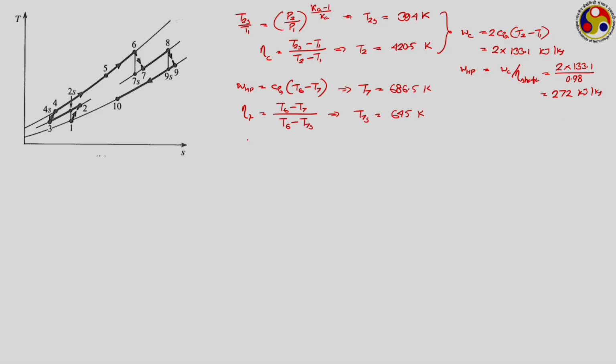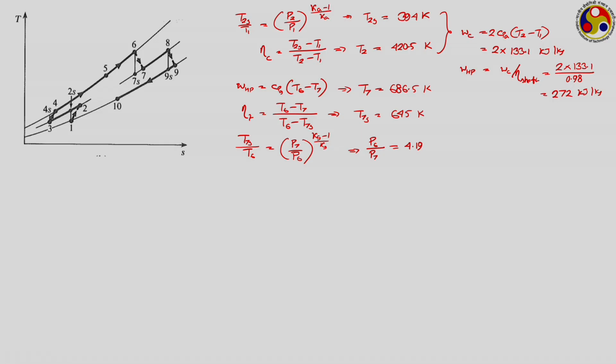So, we can write P6 upon P7. We can write T7s upon T6 to be equal to P7 upon P6 to the power (k for the gas side minus 1) by k, to get the P7 upon P6, or I should say P6 upon P7, because P6 is the higher pressure, to be equal to 4.19.